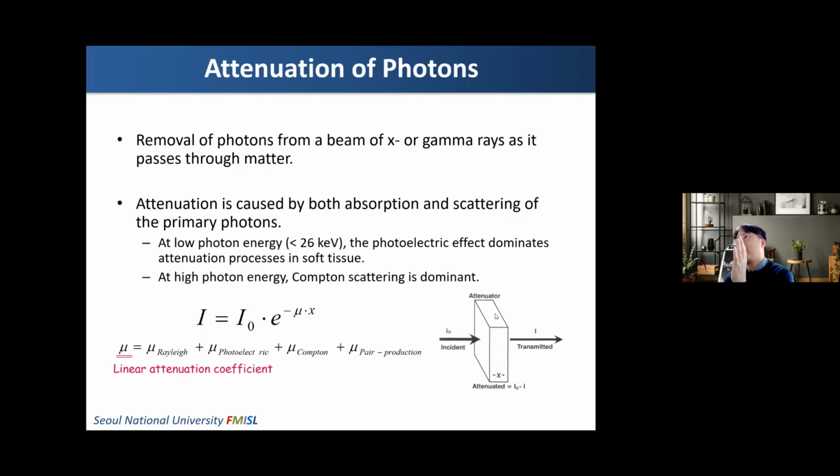For example, with a material with a higher atomic number and higher density, photoelectric absorption is more dominant than Compton scattering. That is why we use, for example, lead or tungsten for radiation shielding, because they have a high atomic number and photoelectric absorption is more dominant than Compton scattering. It means that they can totally block the radiation as a radiation shielding material.